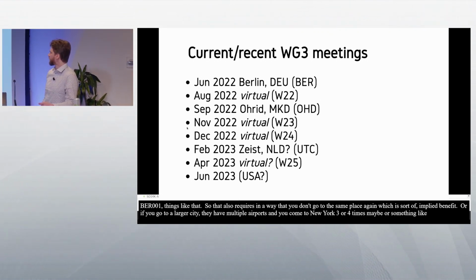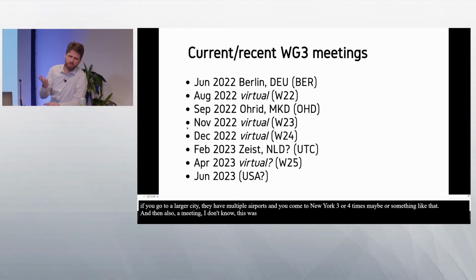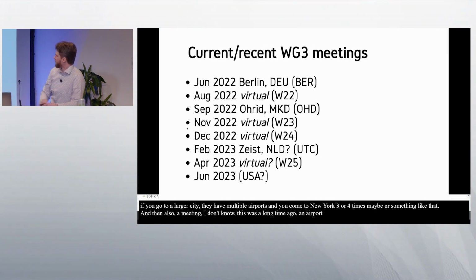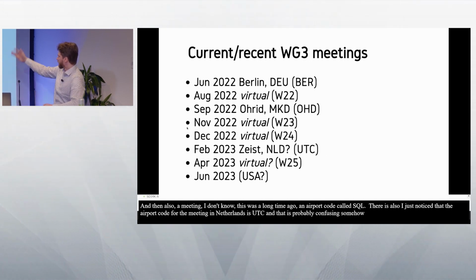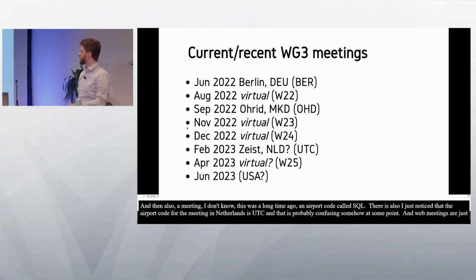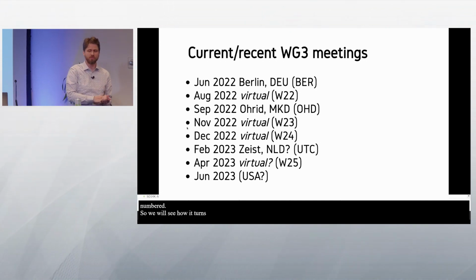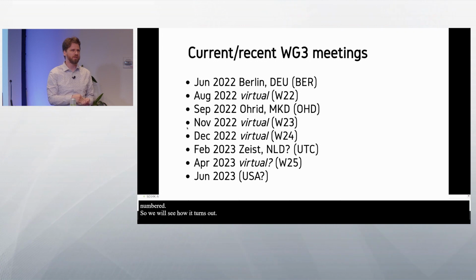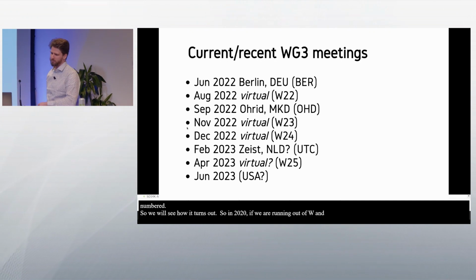And that also leads to, this was made a long time ago, an airport code called SQL, so there's been an SQL meeting. I also just noticed the other day that the airport code for the meeting in the Netherlands is going to be UTC. That's probably going to be confusing at some point. And the web meetings have just been numbered. We'll see how it actually turns out with the pandemic. But in early 2020, we were like, well, if we run out of W and then 2-digit numbers, I think we'll be in real trouble. So hopefully we're only a quarter of the way through that now.